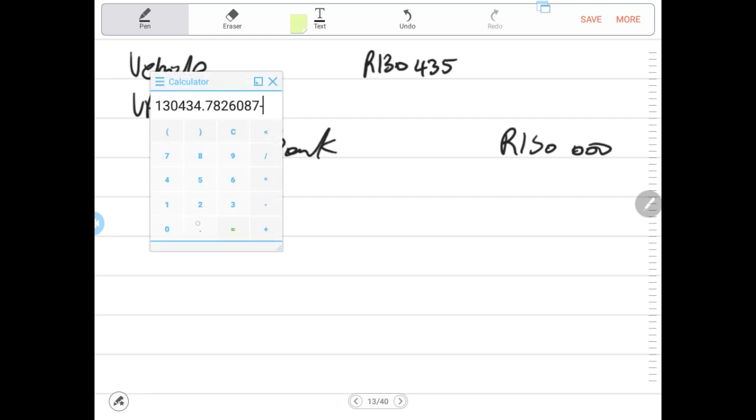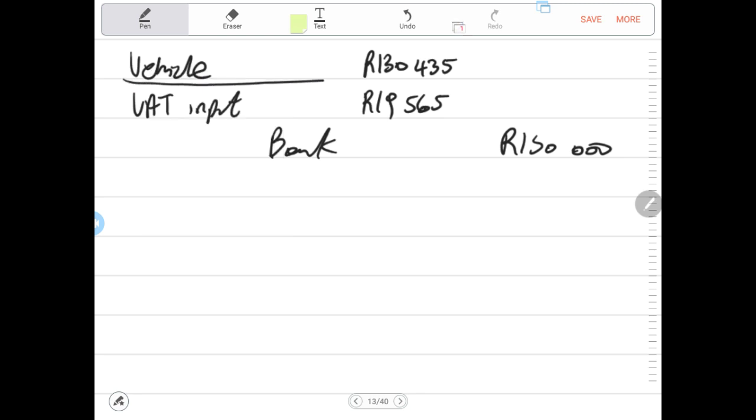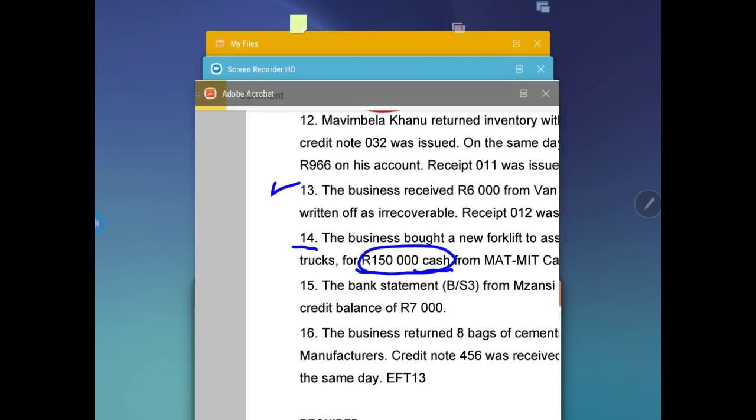130,435. Then VAT will be minus 150. It will be 19,000. 19,565. Then that will be the recording of this. Remember, the cost of the product we buy must exclude VAT because we are going to claim VAT from SARS. Remember, VAT has no column in the cash payment journal. Sorry, vehicle has no column in the cash payment journal. So the amount of the vehicle, 130,435, will go to our sundries.